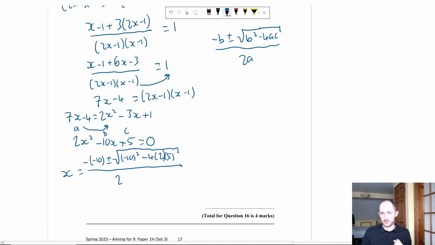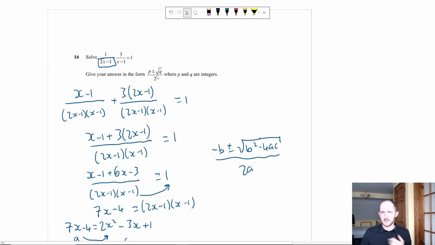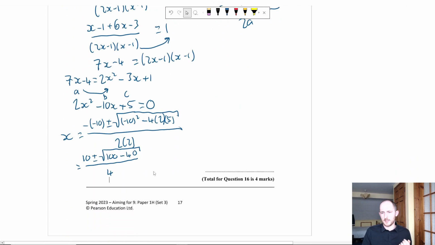over 2 times 2. So if we try and simplify this now, minus minus 10 will give me 10 plus or minus the square root of 100. So that's minus 4 times 2 is minus 8 times 5 is minus 40 over 4. And I just want to check what form the question gives. So it needs to be over 2, so that's quite nice. What we can do there is equals 10 plus or minus the square root of 60 over 4.